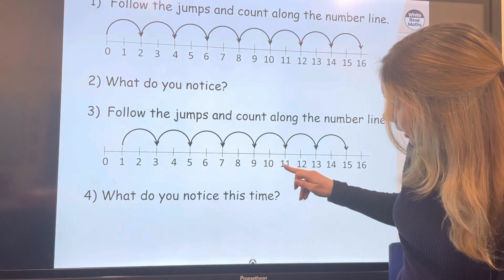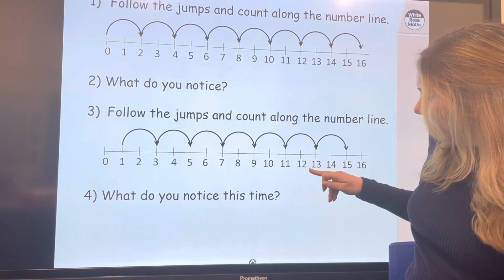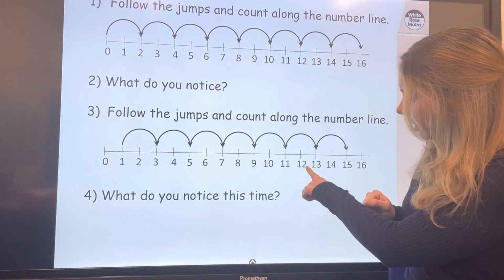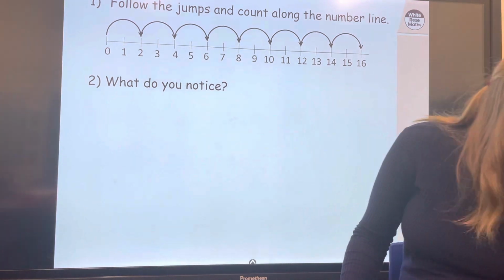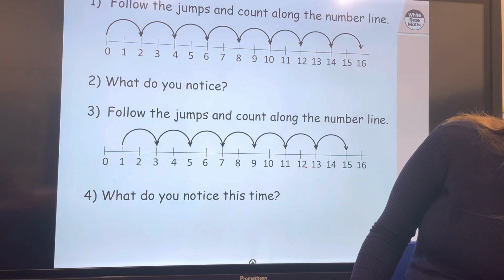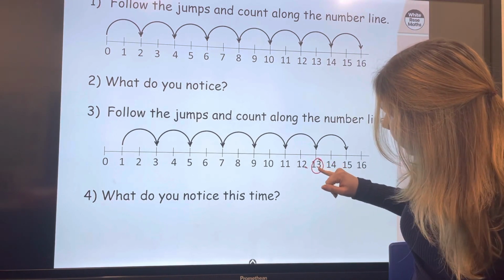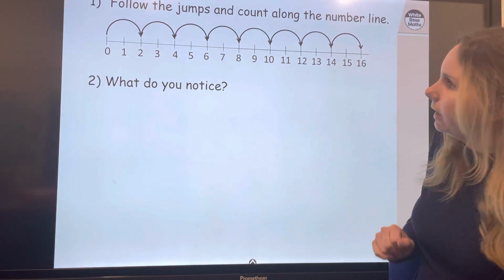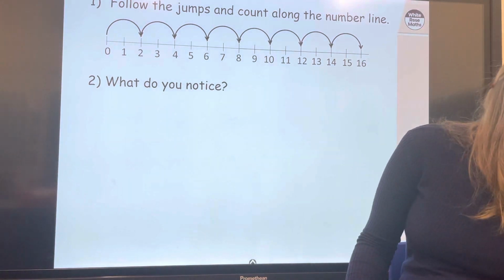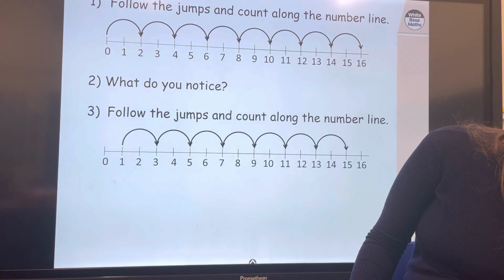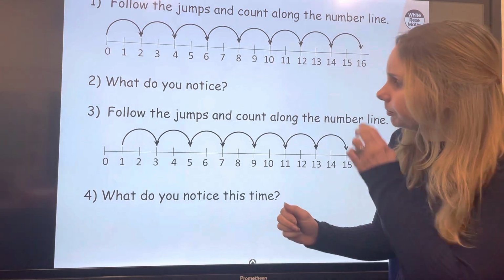The 11 has 1, 1. The 12 has 2 1s, which is why I don't count in that one. And instead, it's 13, 3 1s, 15, 3 1s. I must stop touching that board.